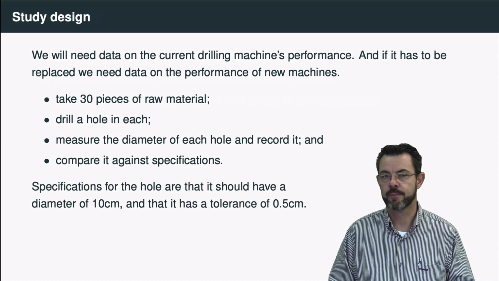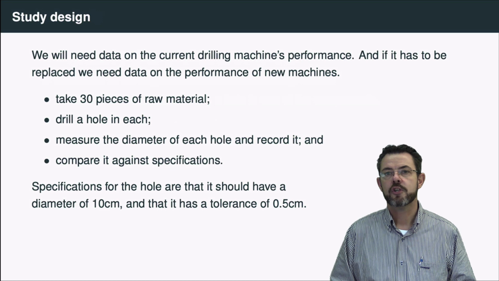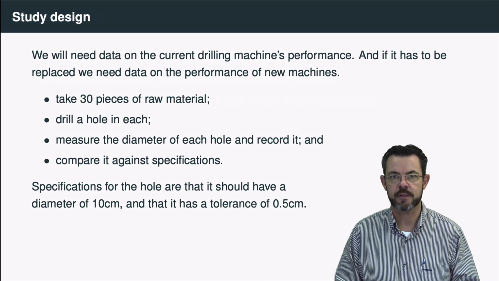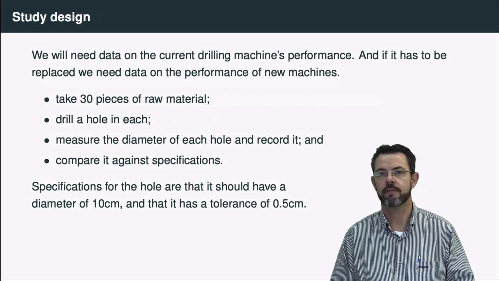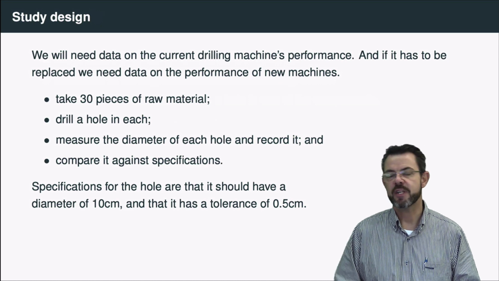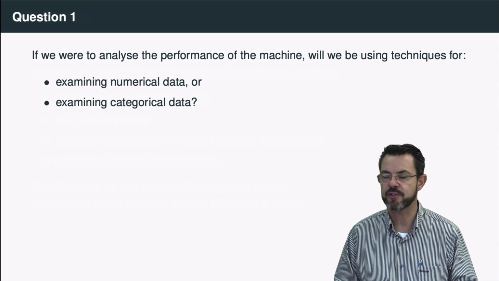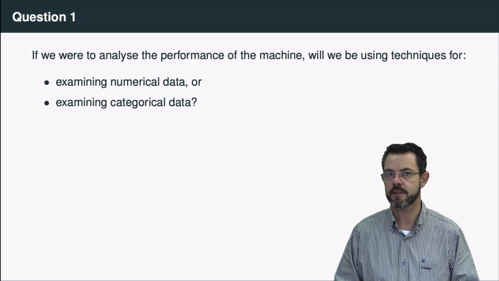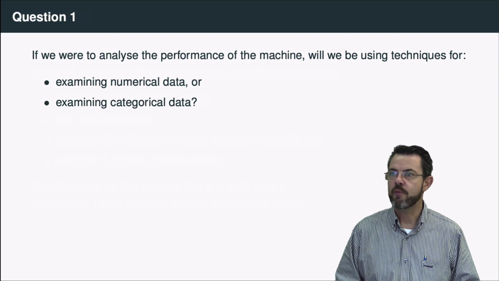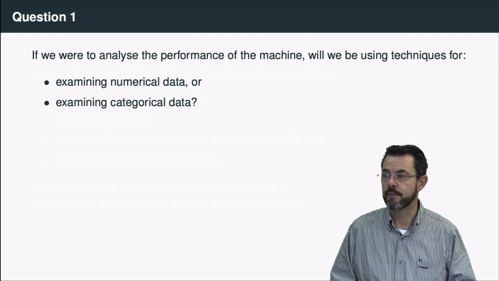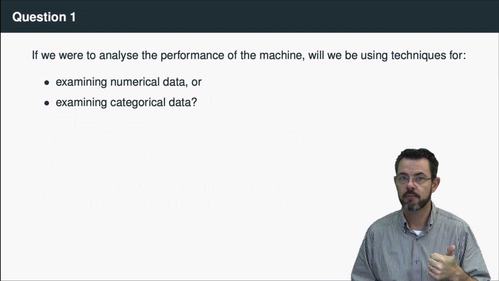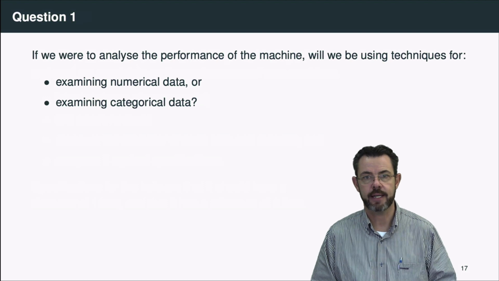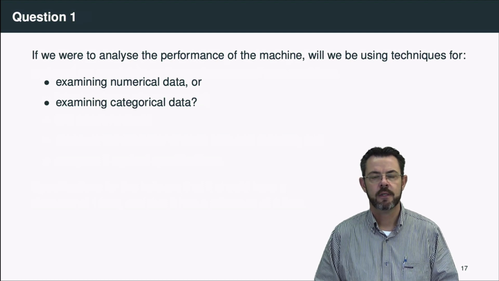Right, so here's the specification. The hole should have a diameter of 10 centimeters, and it has a tolerance of 0.5 centimeters. Right? Keep it simple. So here's my first question, and I want you to answer this question. Jot down, get a piece of paper, and jot down your answer before actually proceeding. If we were to analyze the performance of this machine, what technique are we going to use? Are we going to look at numerical data, or are we going to look at categorical data? Think about it and jot down your answer. I'll give you a few seconds.